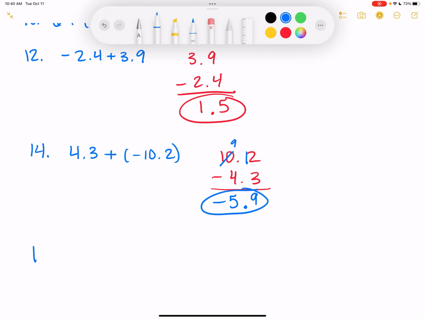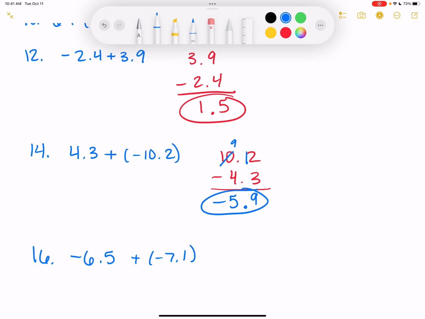All right, 16. Negative 6.5 plus negative 7.1. So what do you notice about this one? They're both negative, so that means I need to do what with the numbers? Add. Okay, yep, add. So I'm going to add them together, and then what is my final answer going to be, positive or negative? If they're both the same, what do we do about the sign? You said keep it? Yep.